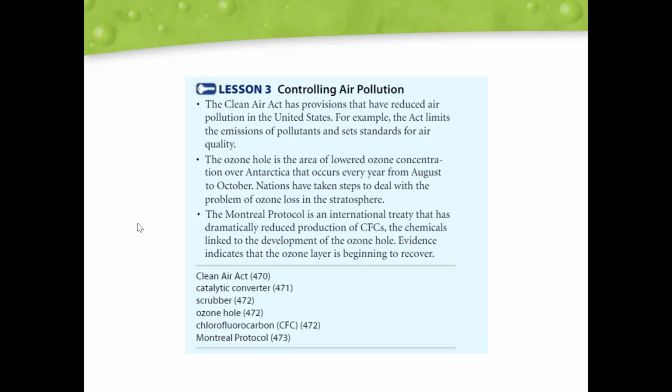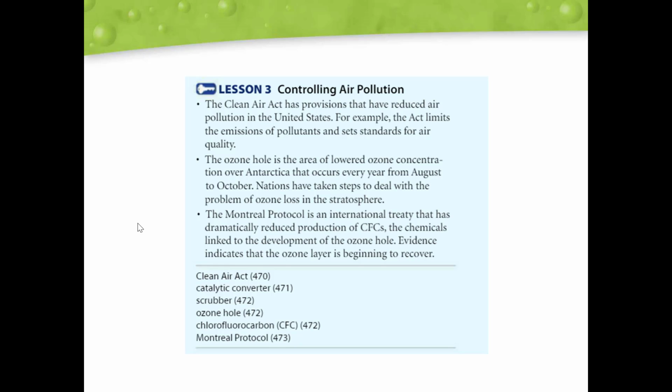Lesson 3, Controlling Air Pollution. We learned in Lesson 3 that the Clean Air Act has provisions that have reduced air pollution in the United States. For example, the Act limits the emissions of pollutants and sets standards for air quality. The ozone hole is the area of lowered ozone concentration over Antarctica that occurs every year from August to October.